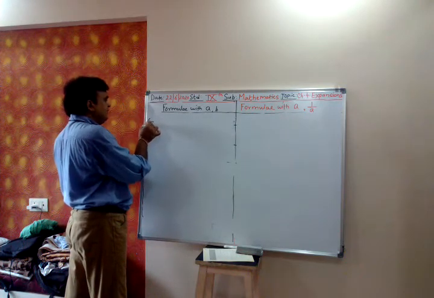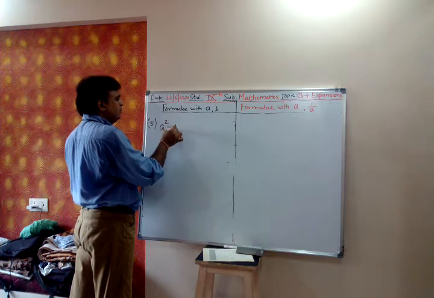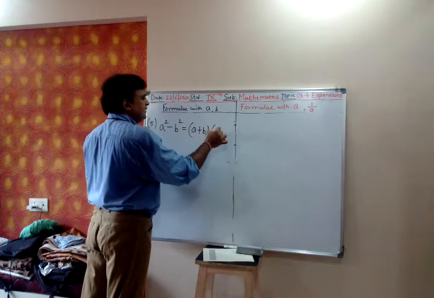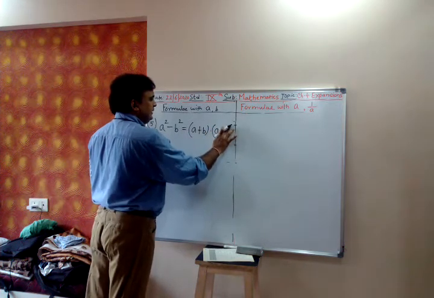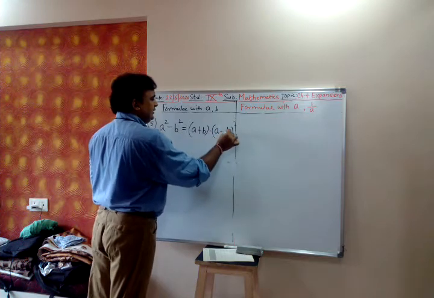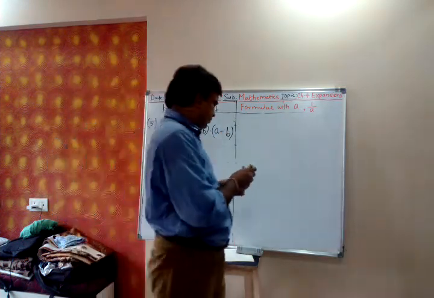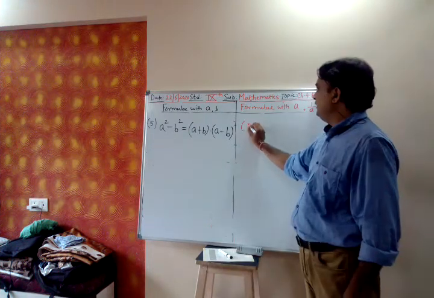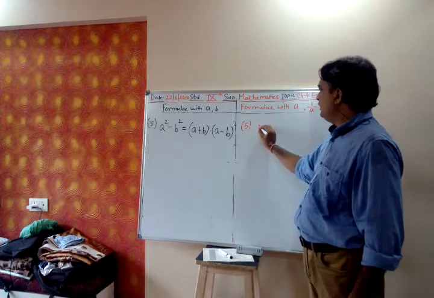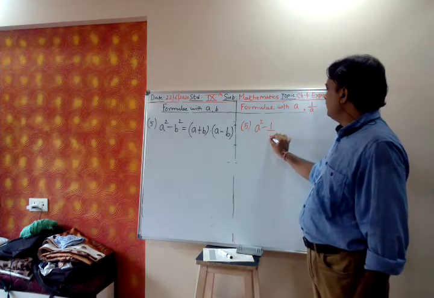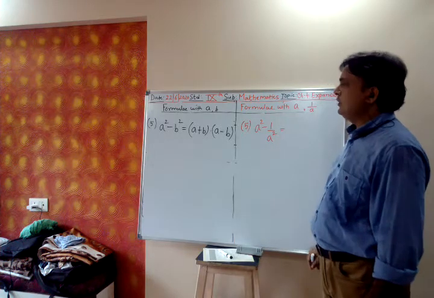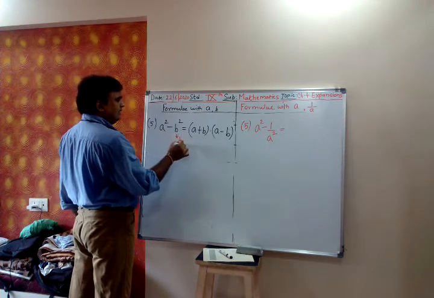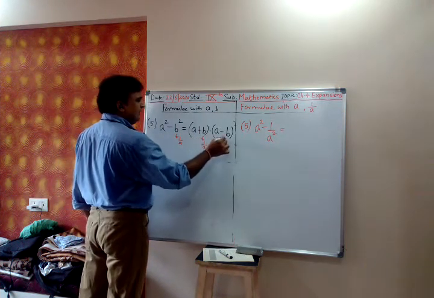Now let us write the fifth one. A square minus b square is a plus b into a minus b. I will replace b by 1 by a. I can get the fifth formula with variable a. So you will get a square minus 1 upon a square. Replace b by 1 by a.